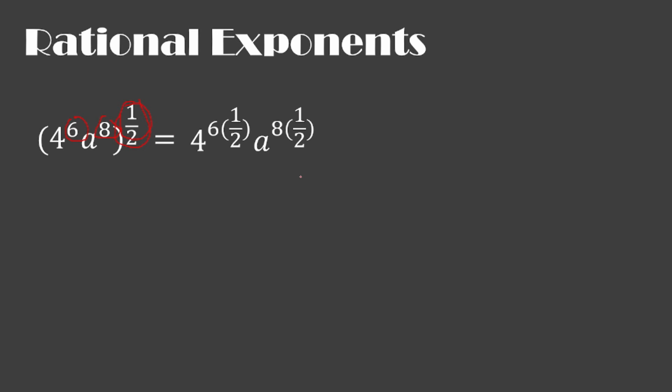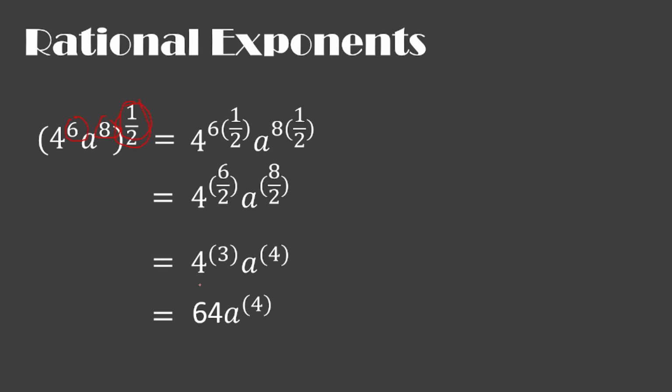And then you simplify. So that will be simply 6 times 1 divided by 2, and this one is 8 times 1 divided by 2. And we know that 6 divided by 2 is 3 and 8 divided by 2 is 4. So that will give us 4 raised to 3 times a raised to 4. And we know that 4 raised to 3 is simply 64, so we have 64 times a raised to 4.